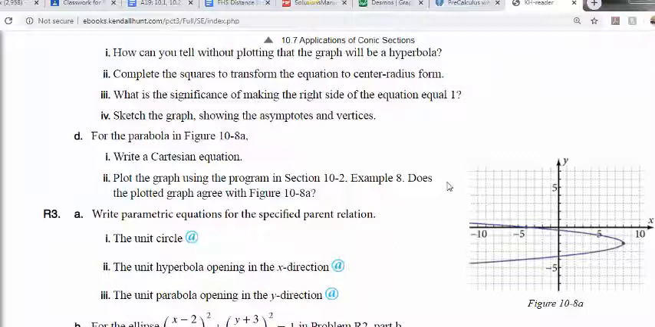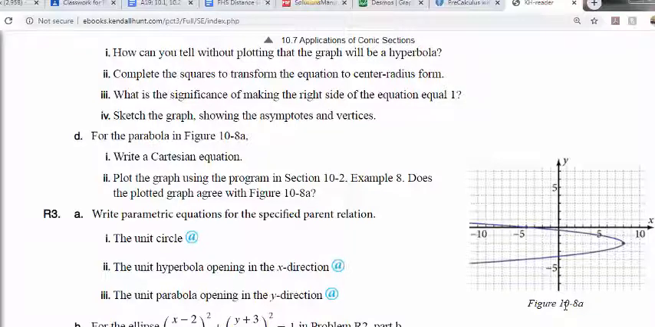All right, I'm going to do a few problems from our 10.1, 10.2, 10.4 review, and I'll start with the R2D1. So that is this problem right here. We're going to write a Cartesian equation for the parabola in figure 10-8a, which is over here.